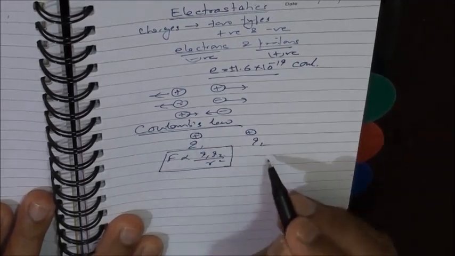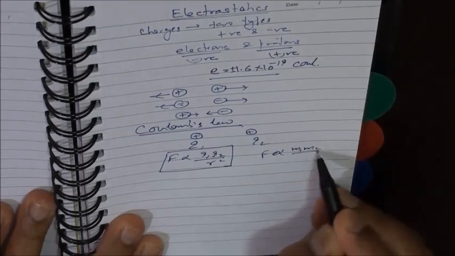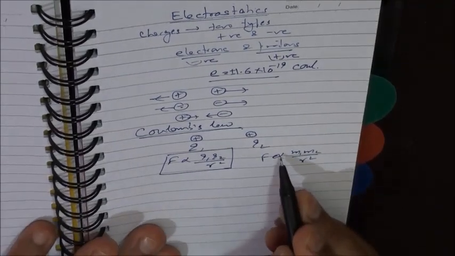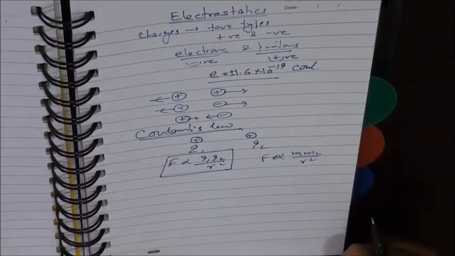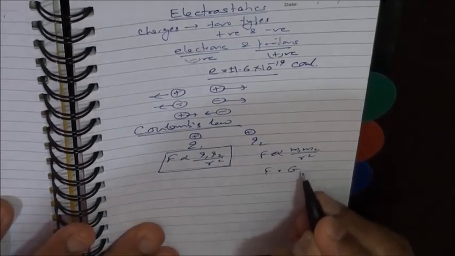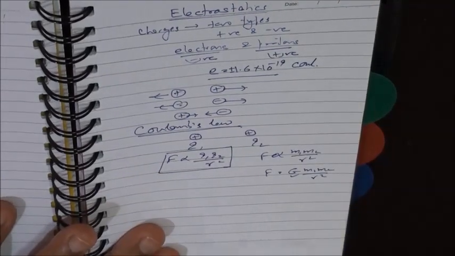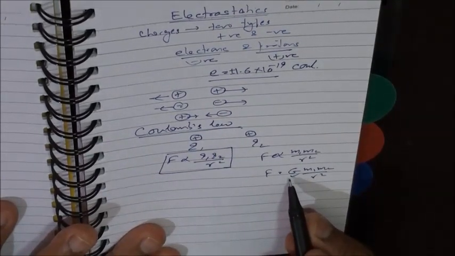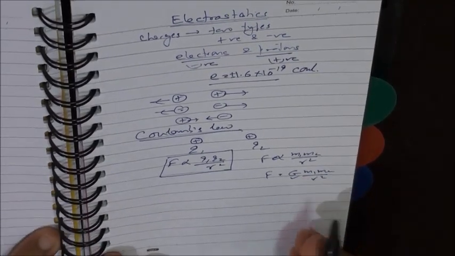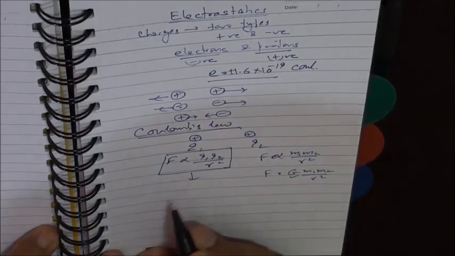It is just like, if you can recall, the law of gravitation, where the force is proportional to the product of masses and inversely proportional to the square of the distance. But there we had a universal gravitational constant, which means that this constant doesn't depend on anything. It is always constant. Here there is a difference.